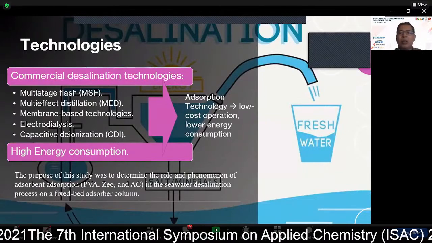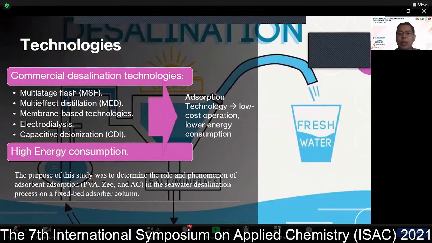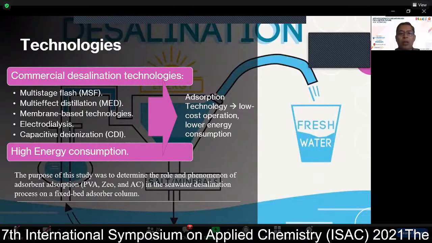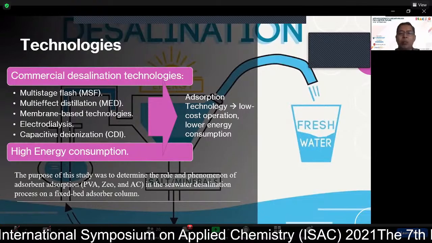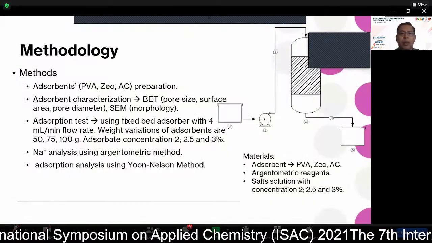The purpose of this study was to determine the role and phenomenon of the adsorption. Here we use polyvinyl alcohol, zeolite, and activated carbon in the seawater desalination process on a fixed bed adsorber column.